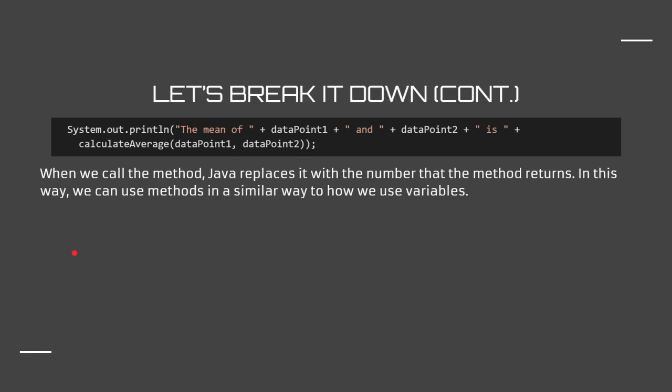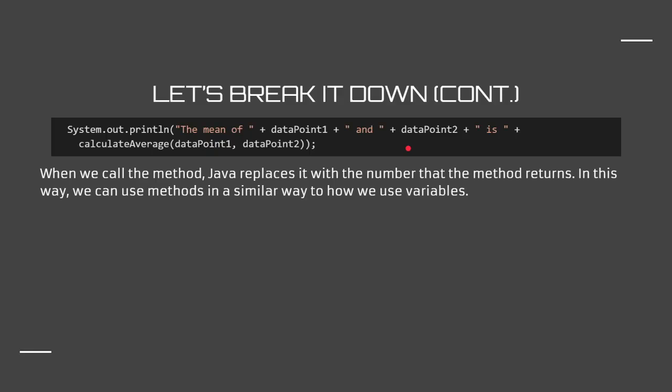So then, back in the main method, we wrote System.out.println, the mean of data point 1 and data point 2 is calculateAverage of data point 1 and data point 2. So when we call the method, which we did here by writing its name and then putting some parameters in, Java replaces it with the number that the method returns. In this way, we can use methods in a similar way to how we use variables.